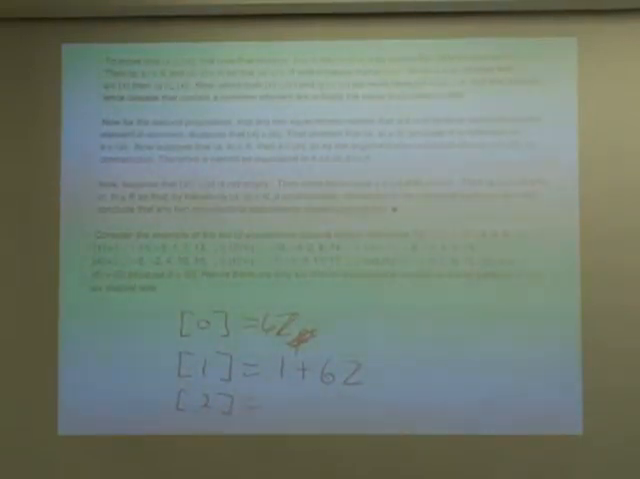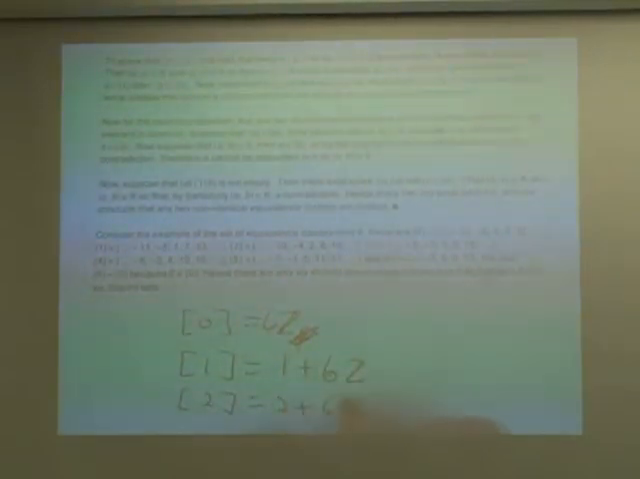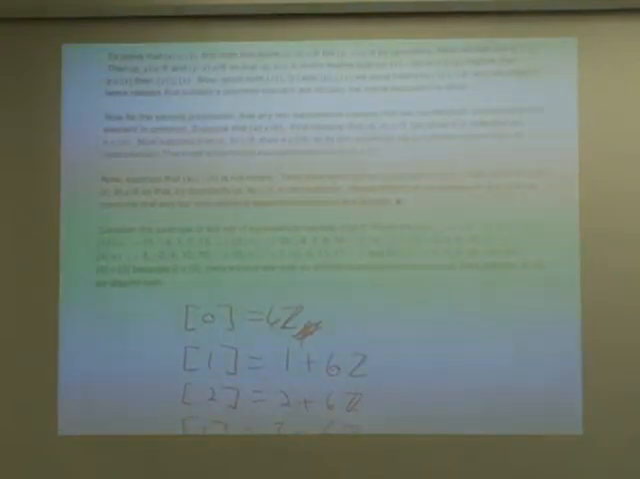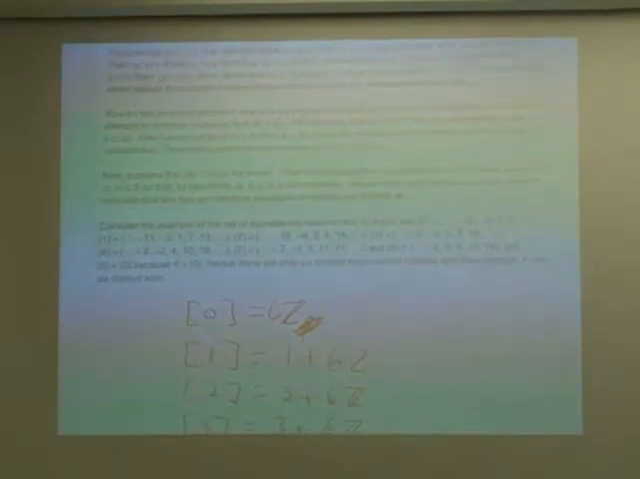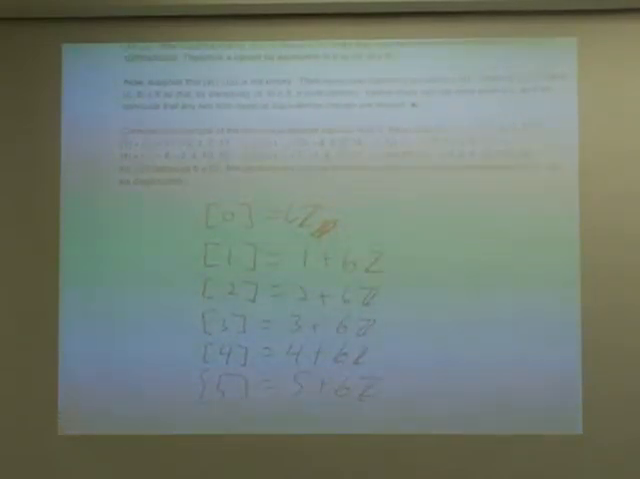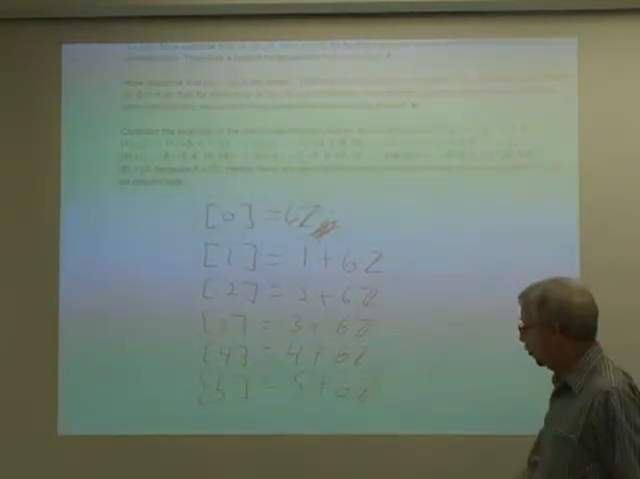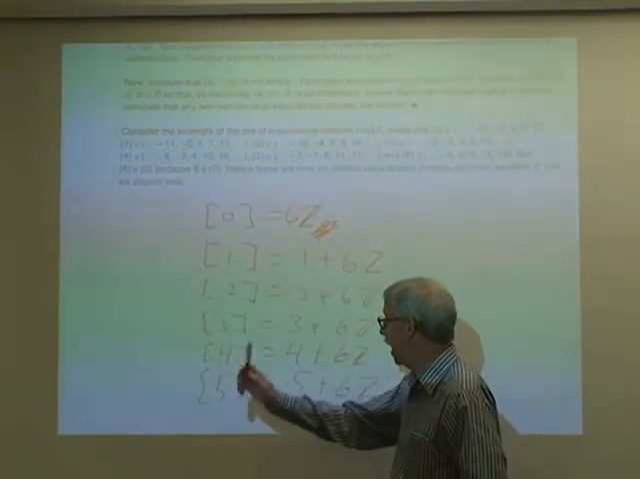Equivalence class of 2? It's 2 plus 6Z, right? And the equivalence class of 3 is 3 plus 6Z, and the equivalence class of 4 is 4 plus 6Z, and the equivalence class of 5 is 5 plus 6Z. Now suppose I pick an arbitrary element in the equivalence class of 2 and add it to an arbitrary element of the equivalence class of 5.